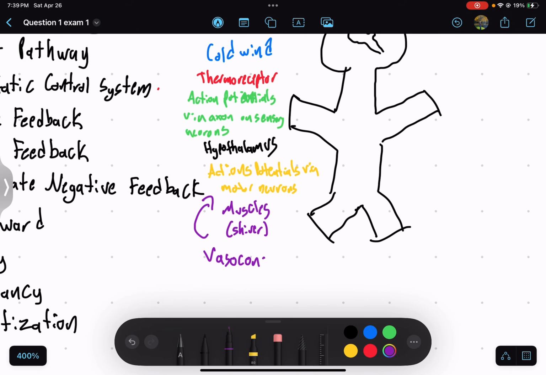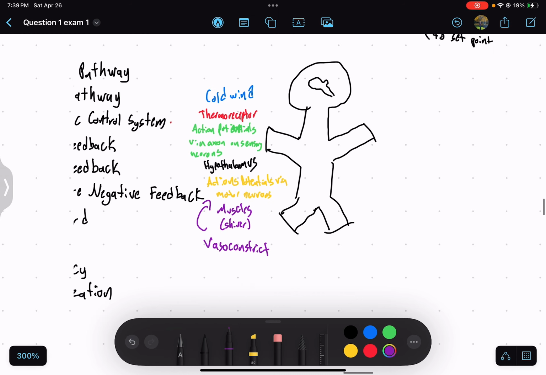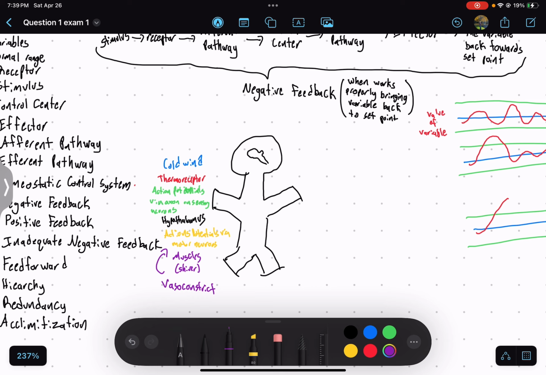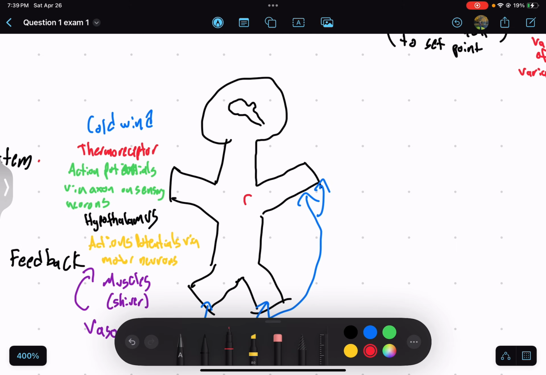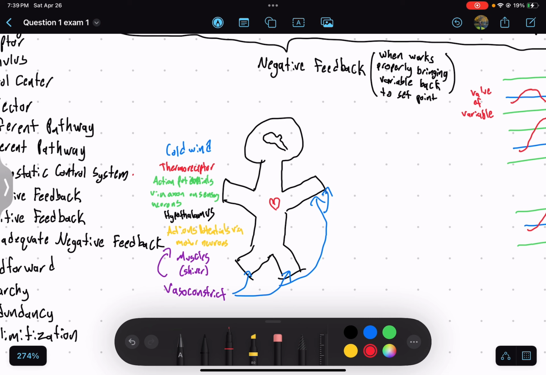But this vasoconstriction will start with the extremities. And this is going to teach you a little bit about hierarchy. So it's going to start with the toes and then the limbs and then slowly move inward, because the body is wanting to protect the most important organs, which is the heart, along with the brain and spinal cord and different areas of the body that it needs to be able to function to keep alive.